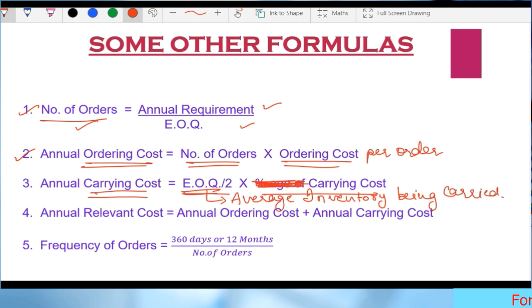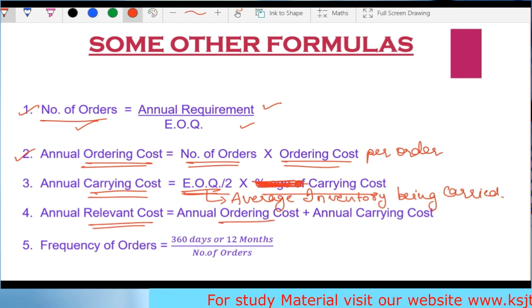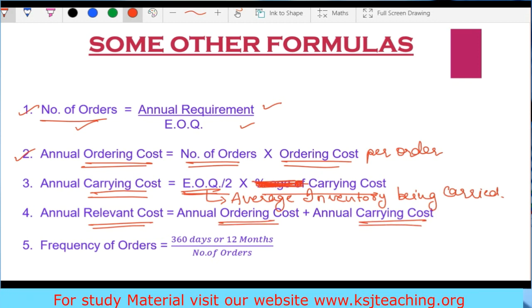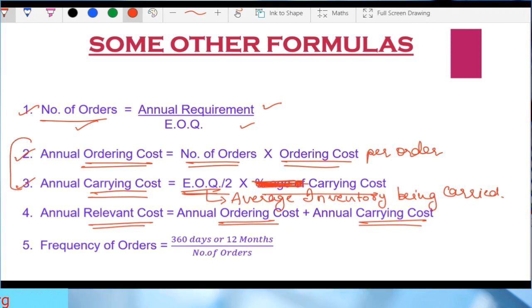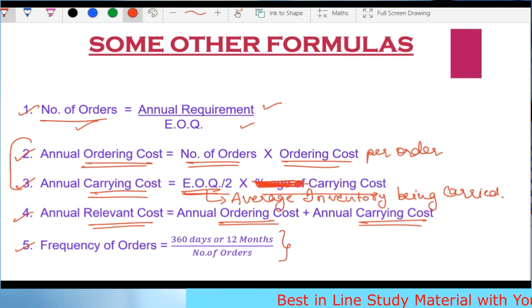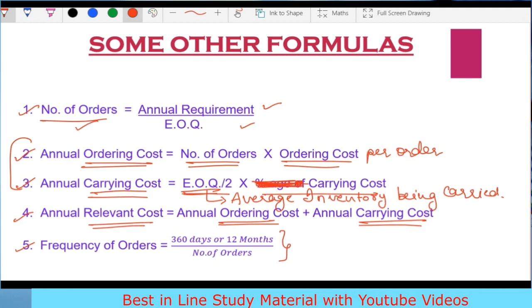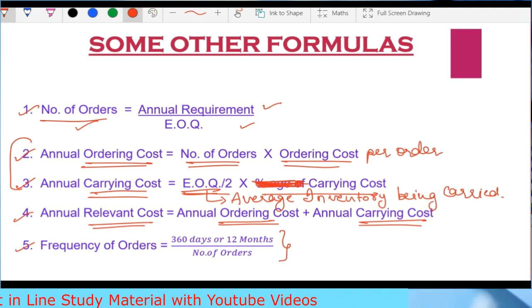Right? What is annual relevant cost? Annual relevant cost is annual ordering cost plus annual carrying cost. Clear? The sum total of this becomes the relevant cost. Now the last one is frequency of orders. Frequency of orders is 360 days or 12 months divided by number of orders. Right? If you want to calculate in days, then 360 days by number of orders, that after how many days or after how many months you have to place a fresh order.